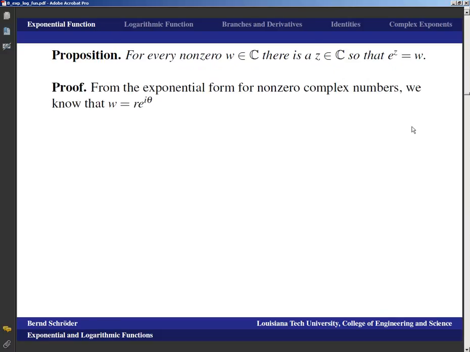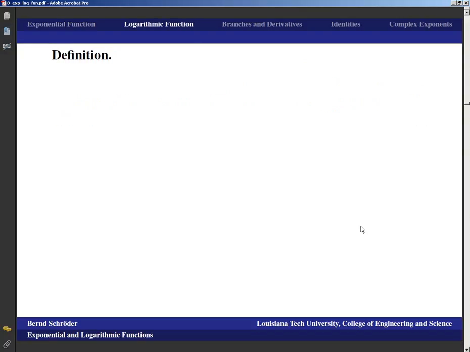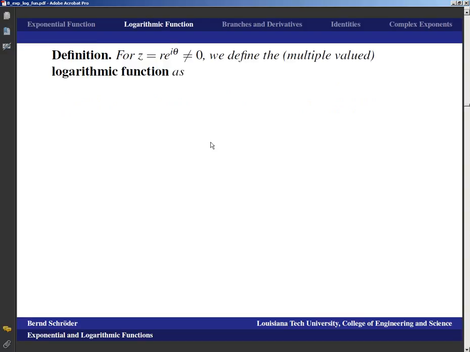Okay, the proof shouldn't be that bad, because we know the exponential form for non-zero complex numbers, which is that if w is non-zero, then w is r e to the I theta, and that's e to the ln r times e to the I theta, because r was greater than 0, and we can use the real logarithm here, and that's e to the ln r plus I theta, and so that means z equals ln r plus I theta is the number we desire, and so that means we can now define a logarithmic function.